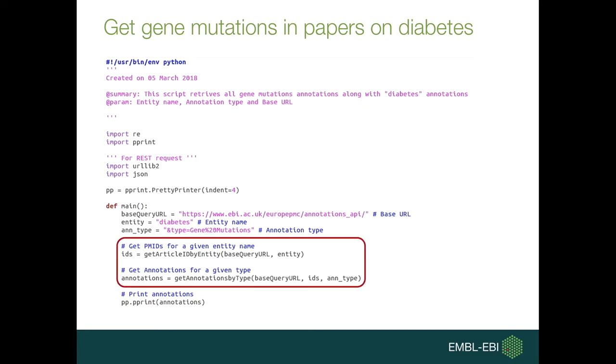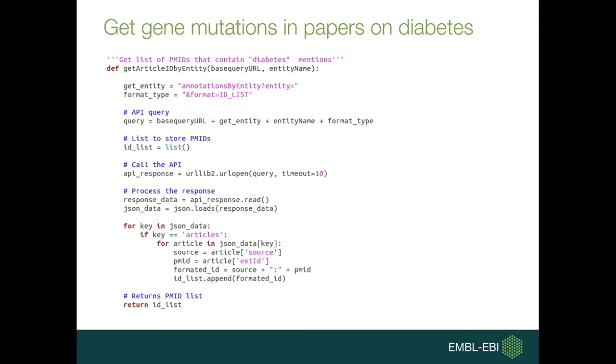Function IDs calls the base query URL, in our case, the URL of the Annotations API, and retrieves the list of article IDs that have an annotation specified as entity. In this case, entity equals diabetes. And function annotations will retrieve the annotations of the specified type from the list of articles that the function IDs has retrieved.